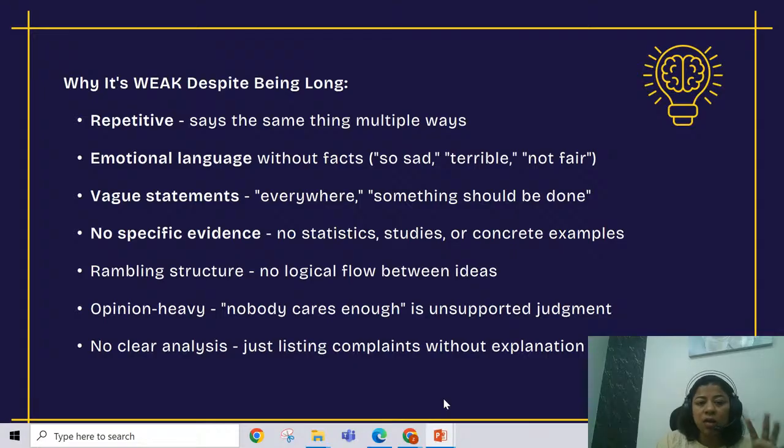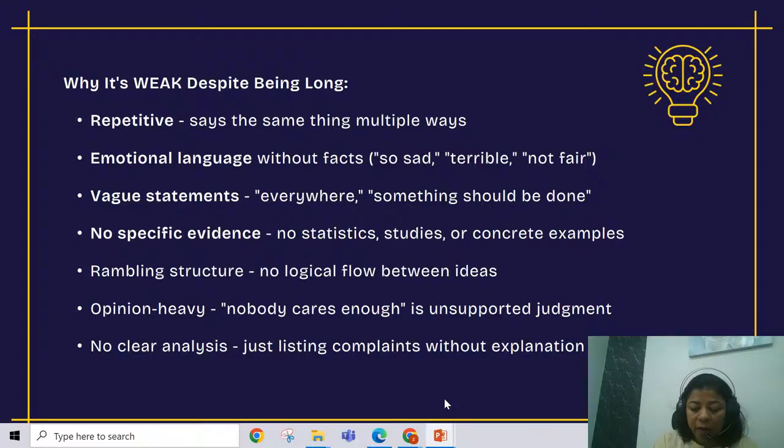You have to answer with a lot of evidence, supported with the right reasons and a right developed point, which we are going to look at now. Vague statements are not allowed. You can't use the words many, few, everywhere, something. All of these words are not allowed in global perspective. No specific evidence: if you're not including statistics, studies, or concrete examples, it's not allowed. Rambling structures: you are not supposed to continuously ramble about something without logical flow between ideas.